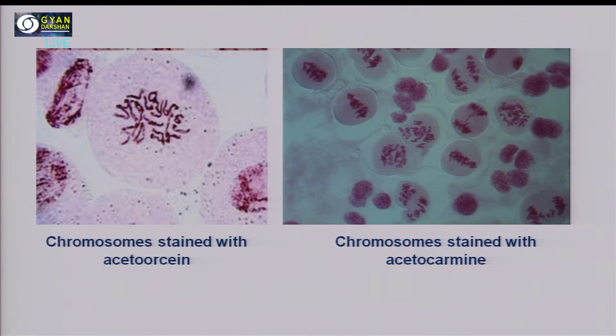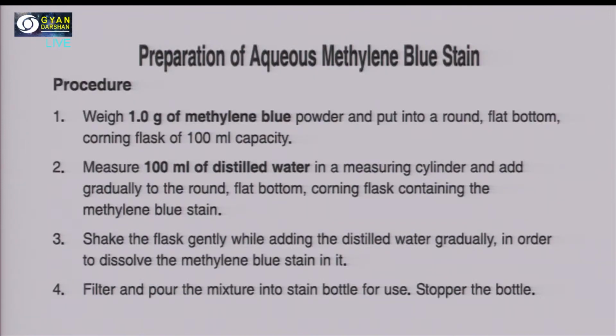If you stain it with aceto-orcein, as on the left hand side, you can see a typical metaphase plate, where the chromosomes are countable and well resolved. And on the right hand side, it is acetocarmine, where I have tried to introduce you to the different stages, like the anaphase stage where the chromosomes have segregated to the two poles. Then there are some metaphase stages. So different stages are available in the picture on the right hand side. The second stain is aqueous methylene blue.